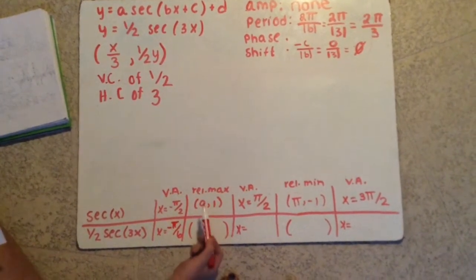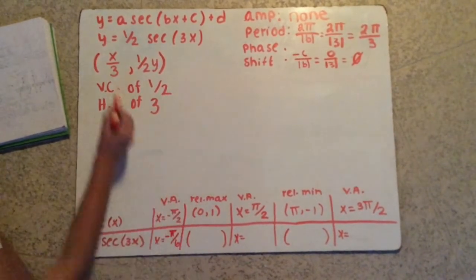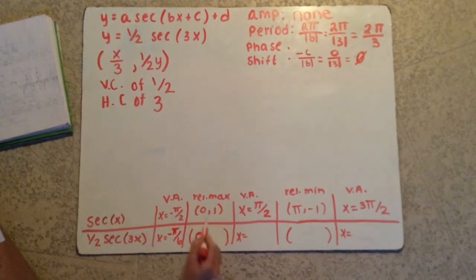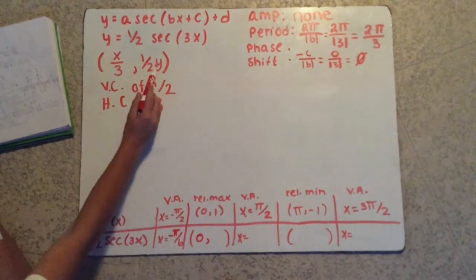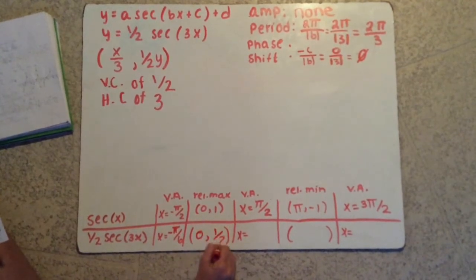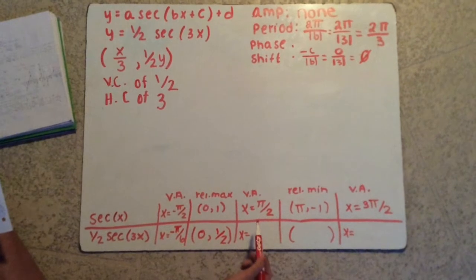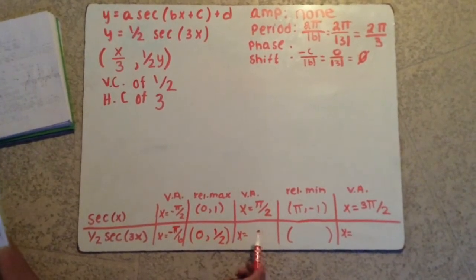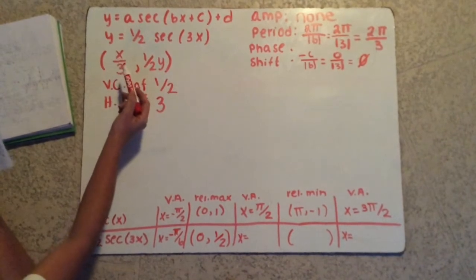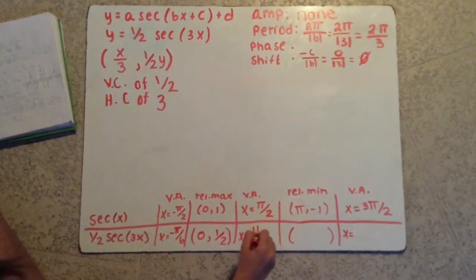Now we move over here to our first relative maximum. We take the 0, put it in for x, and we get 0. Then we take the 1, and we plug it in for y, and we get 1/2. Our next vertical asymptote is pi over 2. So we come over here and do pi over 2 times 1 over 3 equals pi over 6.